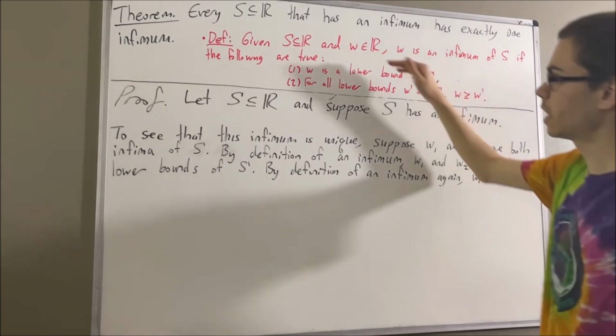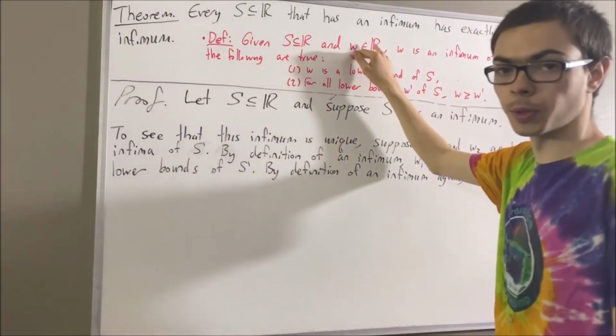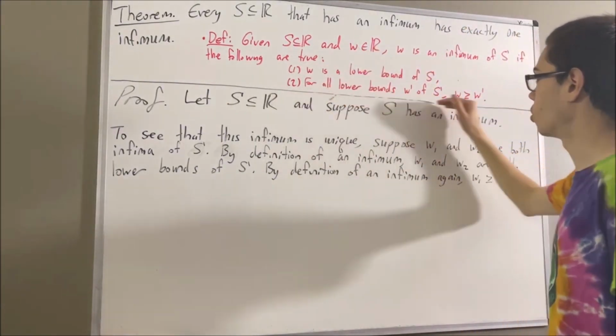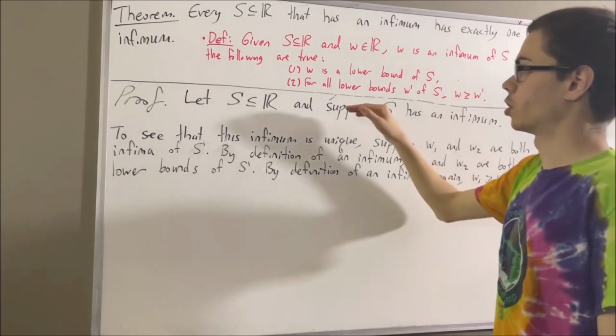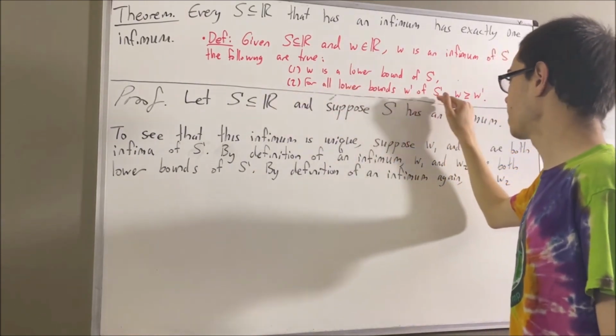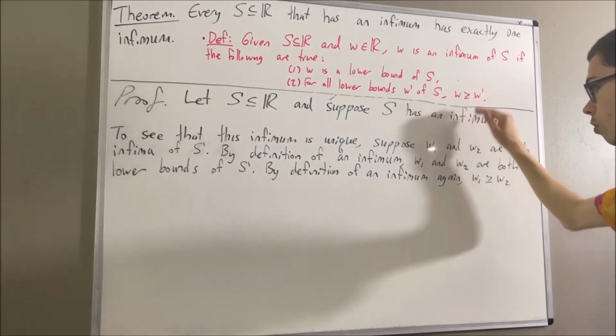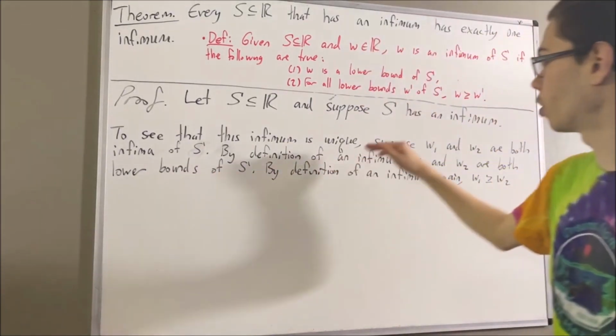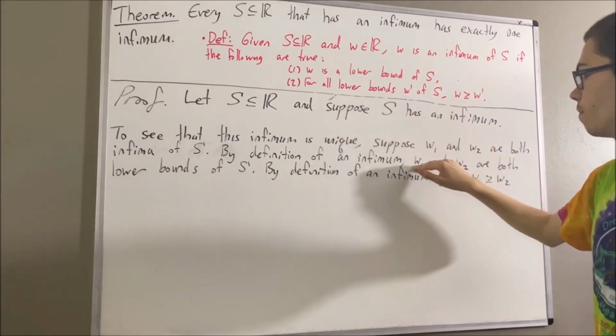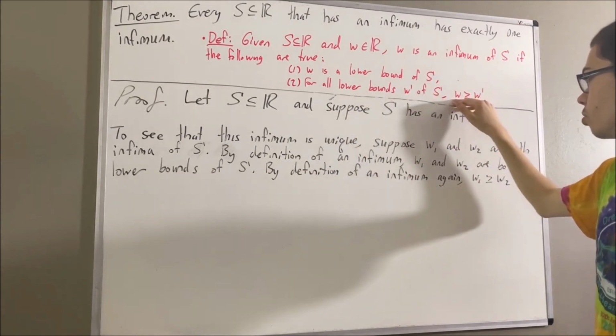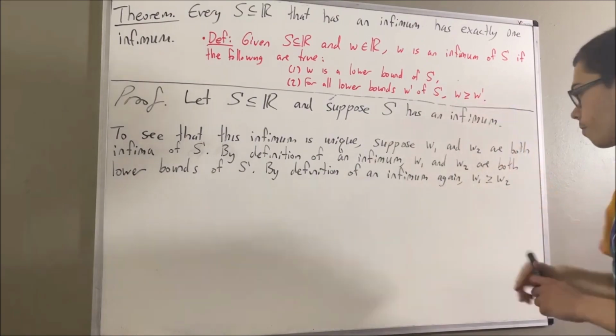Similarly, if we take the W in our definition to be W2, then statement 2 holds for W2. So we have that for all lower bounds W prime of S, W2 is greater than or equal to W prime. Well, W1 is a lower bound of S, so we can replace W prime with W1, and we have that W2 is greater than or equal to W1.